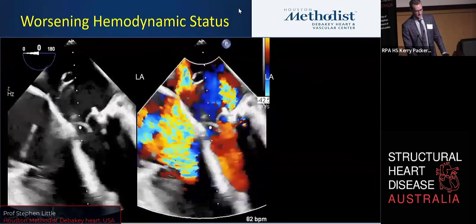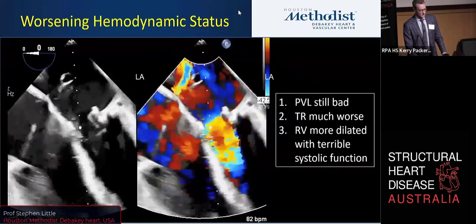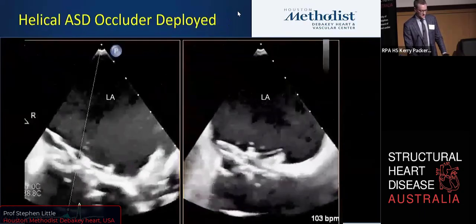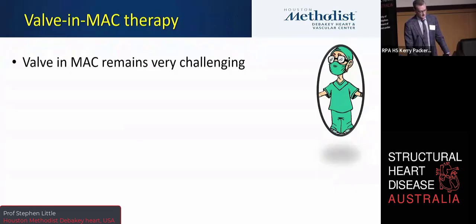So then, the enemy of good is perfect. So let's just get out of here. Let's put an ASD occluder, stop the shunt. That's all we can fix in one day. But lots of lessons learned for valve and MAC therapy. It's still very much a forefront, challenging. The imaging is sort of thinking on your feet and recognizing problems as they develop.